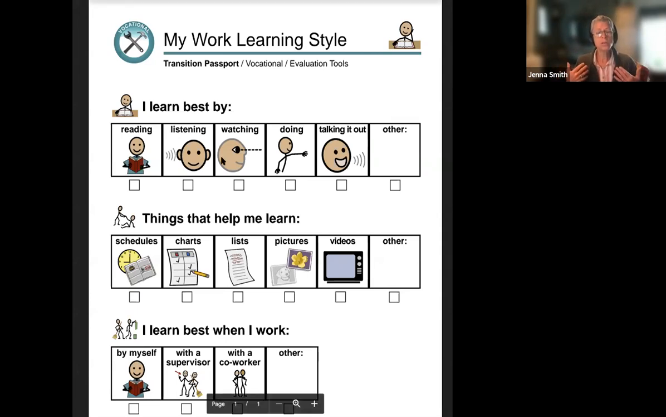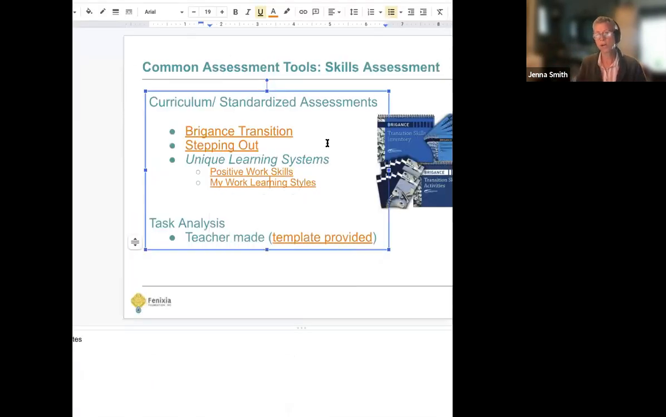And these are things we want to look at because, again, the goal is to pair them with the right environment, with the right job to help them be successful, either in your home or in your community in becoming an independent adult. And so this, again, is a great little assessment.